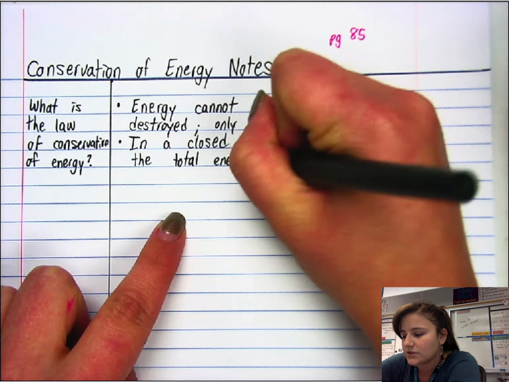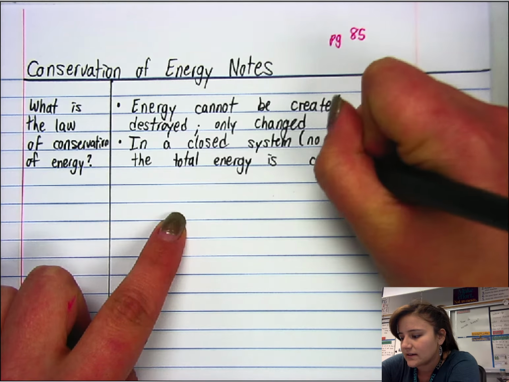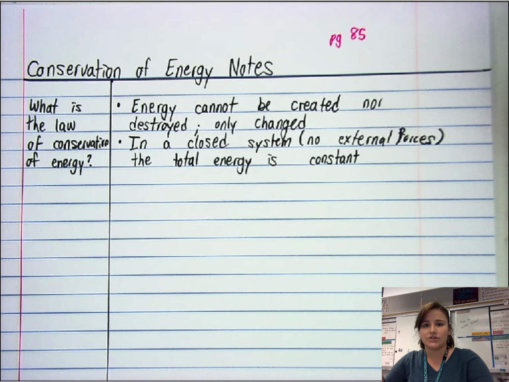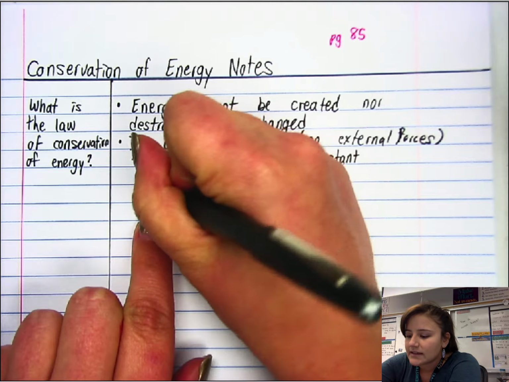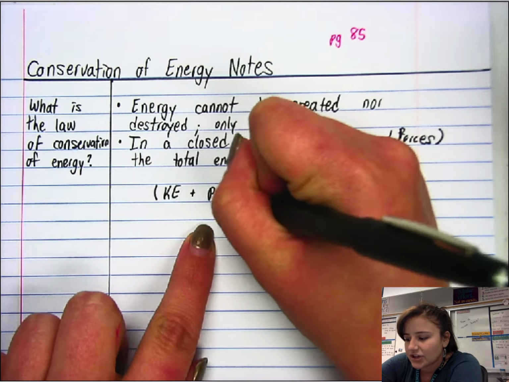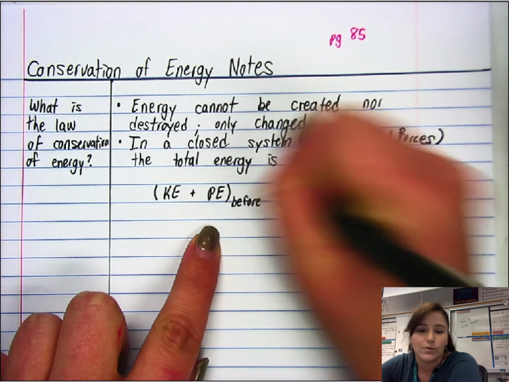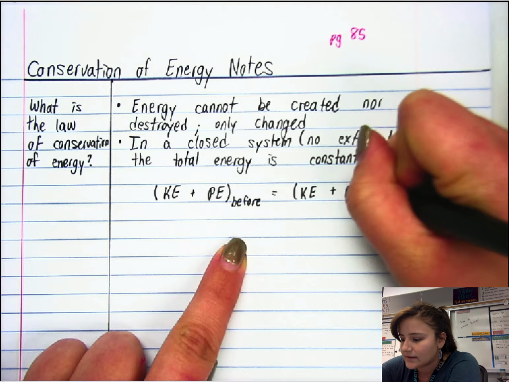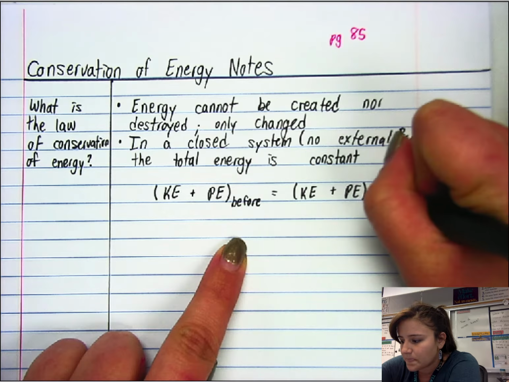So in a closed system, the total energy is constant. For our purposes, the types of energy that we're going to be looking at is kinetic energy and most of the time gravitational potential energy, though we might look at some other types of potential energy. So you can see this as the kinetic energy plus the potential energy before whatever happened equals the kinetic energy plus the potential energy after.